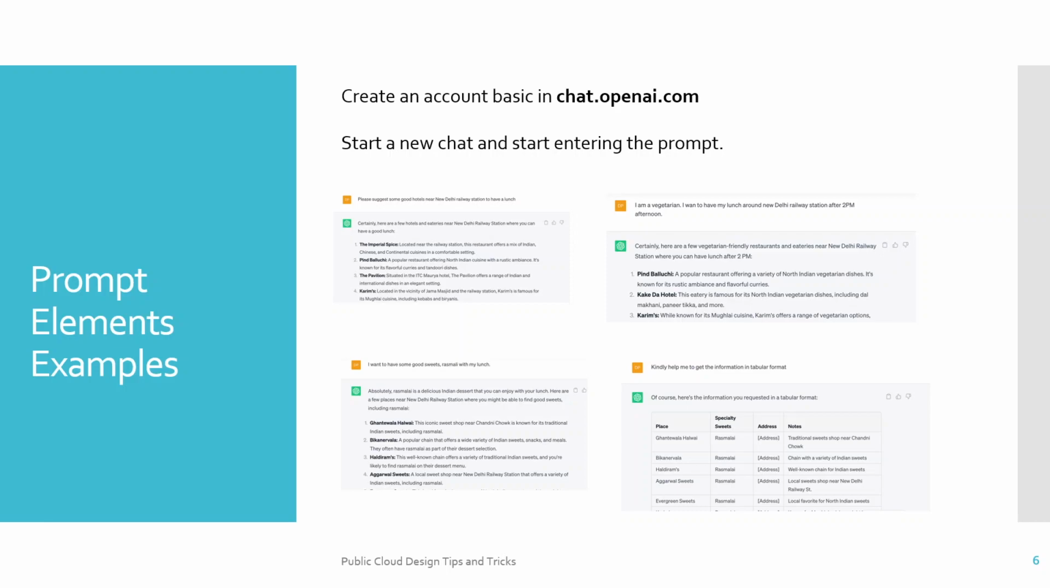Now, the fourth one is the completion stage, where I am expecting some output data. It will be easy for me if I can get the data in a tabular format. So I requested OpenAI to please provide the response in a tabular format. It has nicely created a tabular format with the place, the specialty of sweets based on hotels, and some notes. So this is how it works.